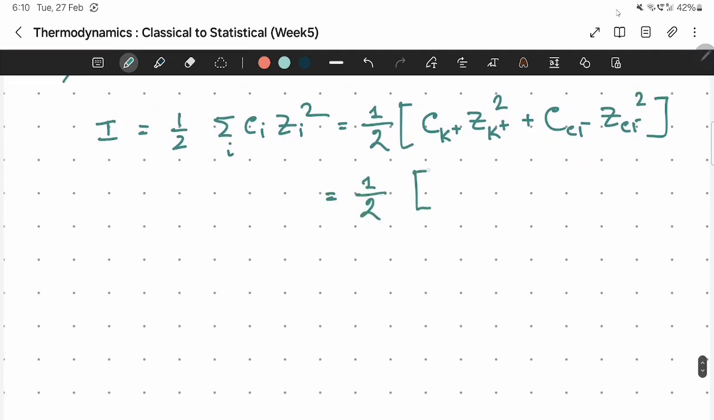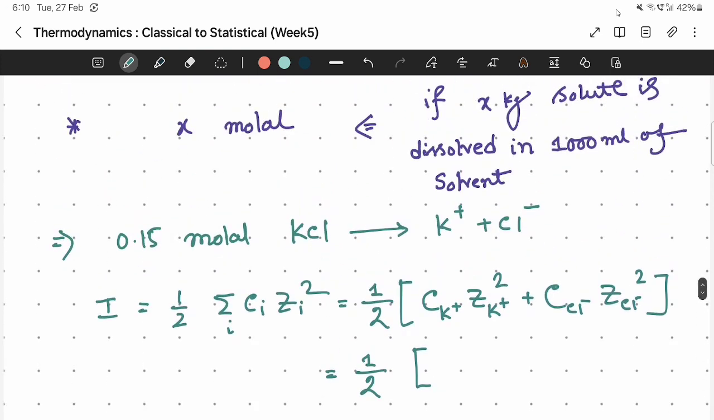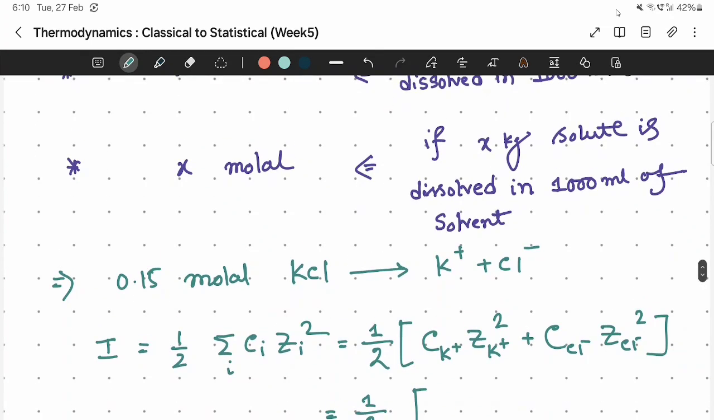Okay, explanation, yes. The formula of molarity, as far as my knowledge is concerned, molal is something like x mole per 1000 gram, or 1 kg.